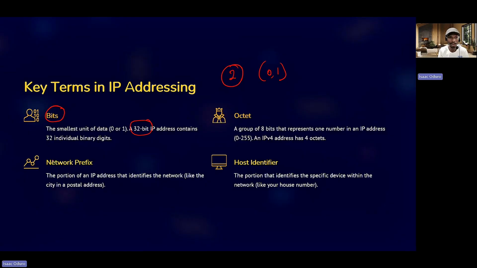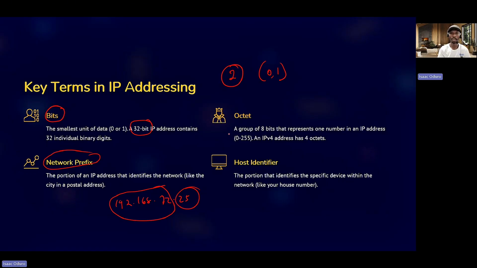Now, this term here, network prefix, that we are going to see, is the portion of the IP address that identifies the network, like the city in the postal address. So when you talk about a network prefix, if you have the IP address 192.168.72, let's say 25, this part would be the network prefix, the portion of the IP address that identifies the network. And this part is the host.